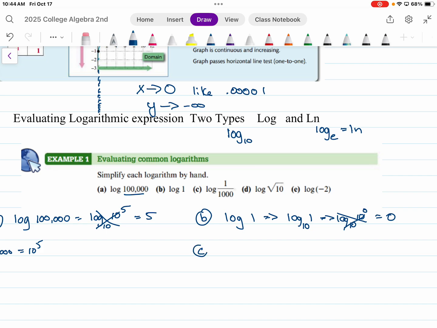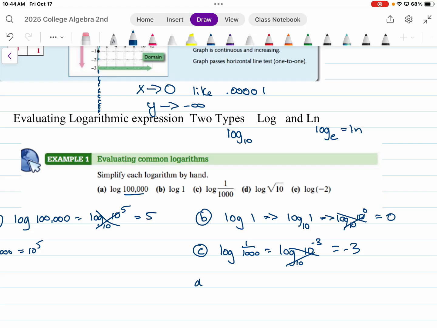Again, it's a lot easier to just plug them into the calculator. So if I'm doing the log of 1 over 1,000, I'm going to rewrite this as log base 10 of, technically 1,000 is 10 to the 3rd power, so this would be 10 to the negative 3 power because it's a fraction. And then I can cancel these, and that equals negative 3.